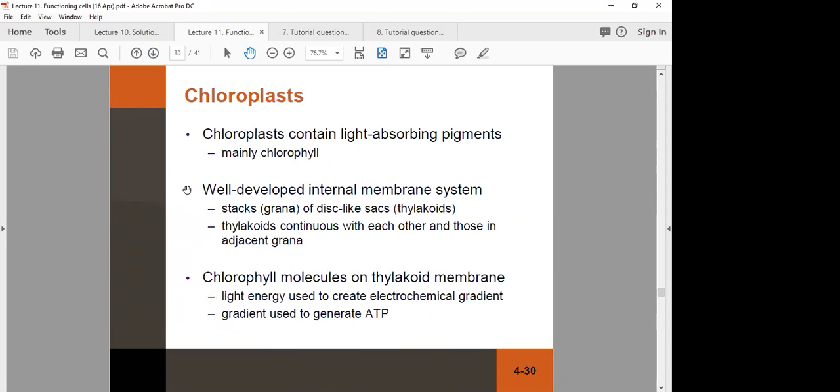They contain a third set of membranes, an internal set of membranes, which are referred to as thylakoid membranes. This is where the photosynthesis takes place, or rather part of photosynthesis. In places, the thylakoids are stacked on top of each other, and then they're referred to as grana. Chlorophyll molecules are actually found embedded within the thylakoid membrane.